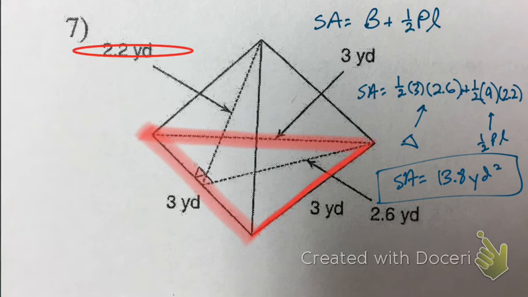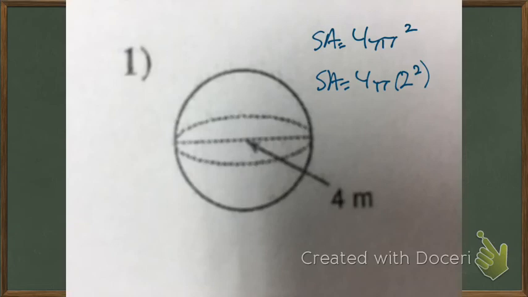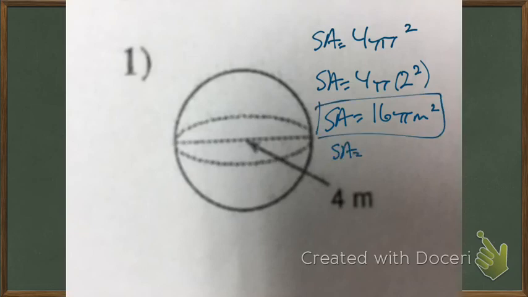All right, let's do a sphere. All right, let's look at number 1. Surface area is 4 circles. That's how I remember the sphere. So I just need the radius. So pi times 2 squared. If you wanted an exact answer, we'd have 16 pi square meters. That's the exact answer. But we're going to do an estimate to the tenth because that's what the directions say to do. And who are we to argue with directions, you know? So, I get 50.2 square meters.